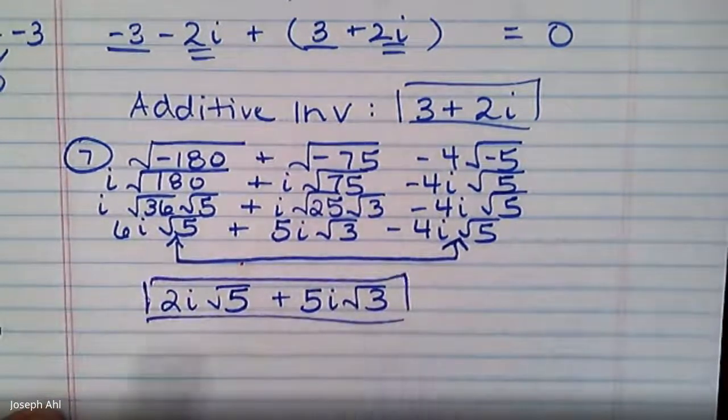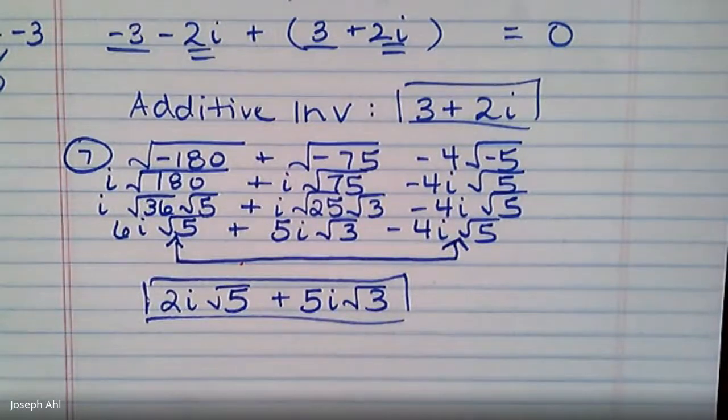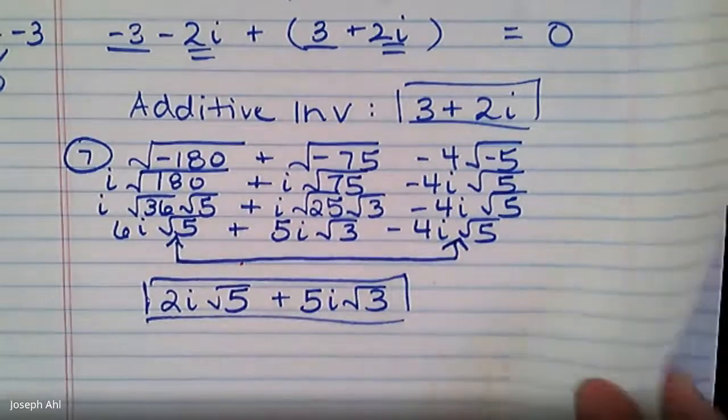And that's as far as we can go with that. We can't really simplify that any further because these are different numbers underneath the radicand. So we're going to stop there and say that that is now in its simplest form.